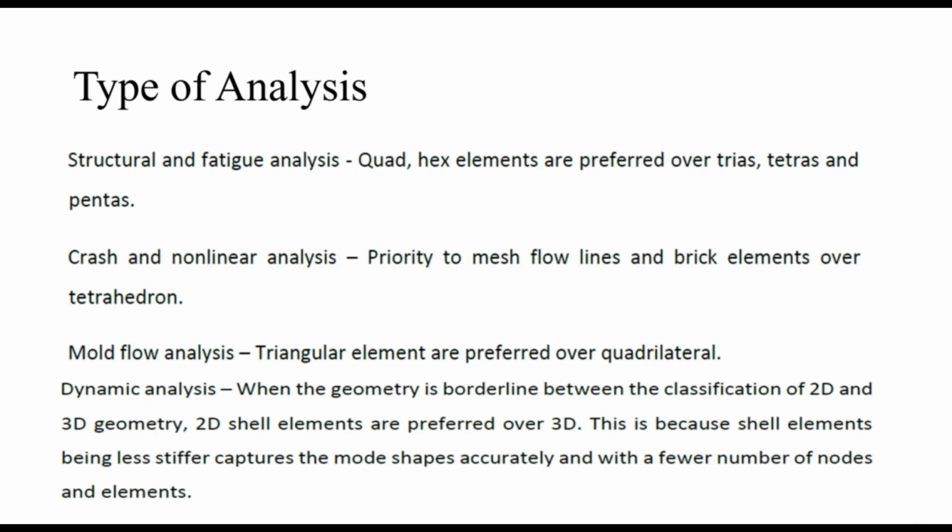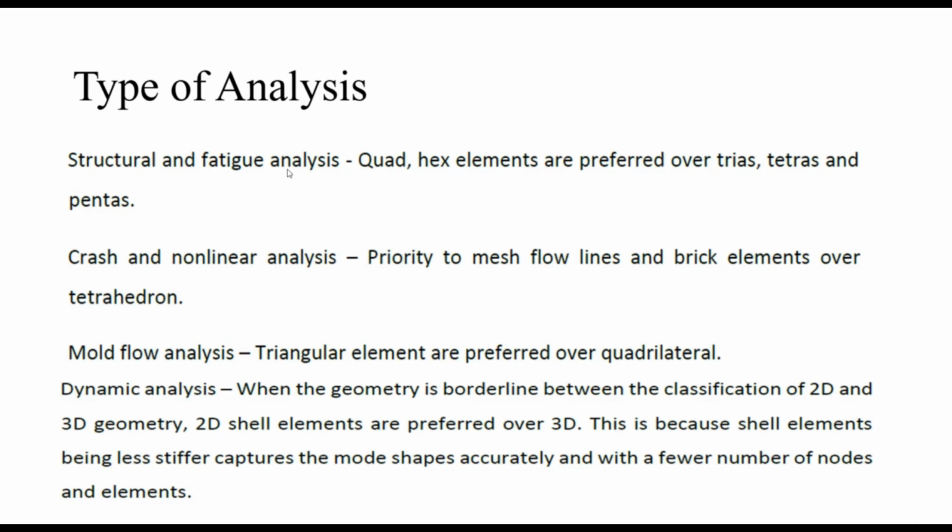Based on the type of analysis you are doing, you need to select the type of element. For example, for structural and fatigue analysis, in 2D the quad elements, and in 3D hexahedral elements are preferred over other types because of the accuracy they give for the solution. If you come to crash and nonlinear analysis, priority is given to mesh flow lines and brick elements over the tetrahedron elements in order to get accurate results. Likewise, if you are performing mold flow analysis, triangular elements are more preferred over quadrilateral elements.